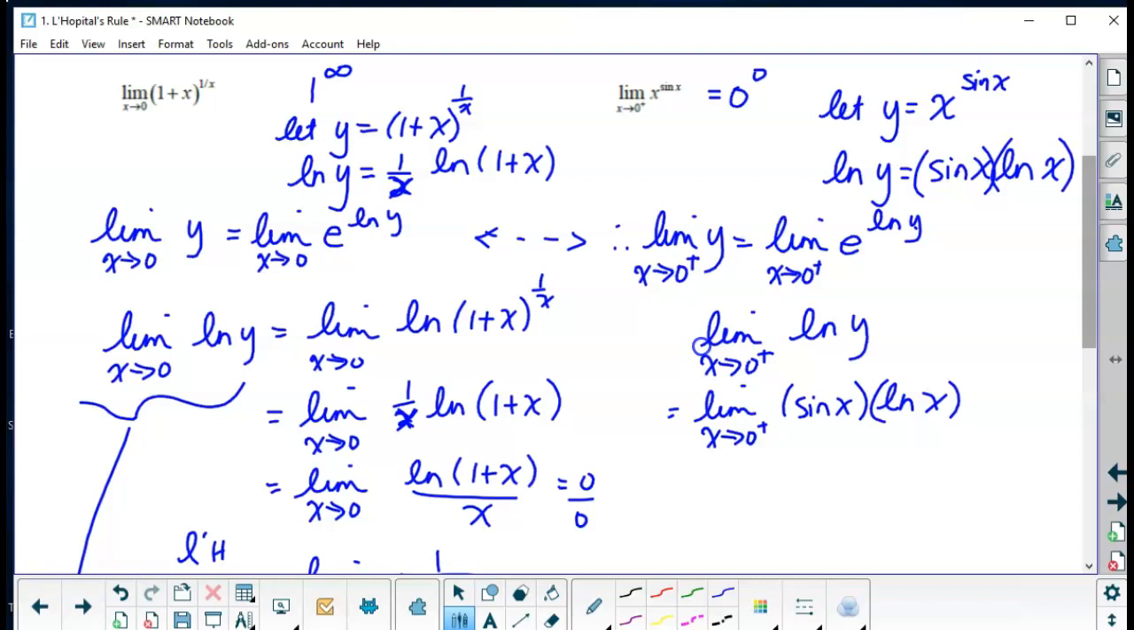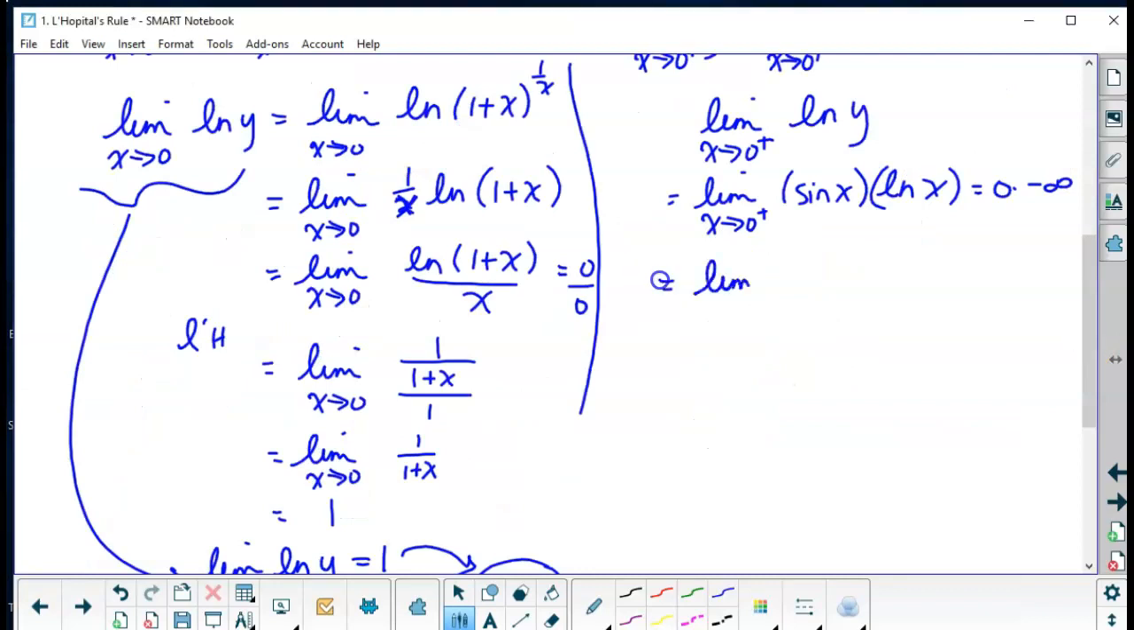If we put 0 in there, we get 0 times negative infinity. So it's an indeterminate form, and we want to try now to show this as, remember, a ratio. So leave the ln x. Sine x is the same as cosecant x in the denominator. So now that's going to be negative infinity over positive infinity. Okay, so now use L'Hopital's rule.